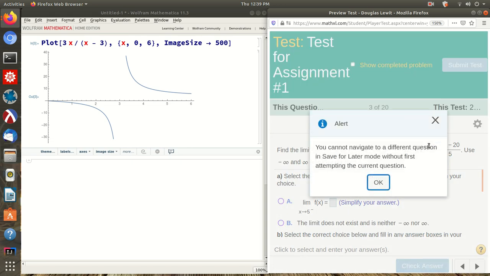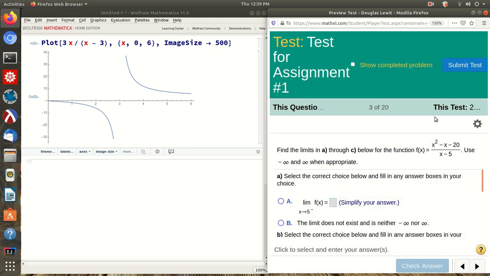Oh, for God's sake. Okay, it's not letting me go back to question number 2, so that's kind of weird. Okay, well, I'm not going to worry about it. So, question number 3. Something happened with question number 2, but we're not going to worry about it. It looked like question number 2 is actually a repeat of question number 1. That's kind of strange, but let's not worry about it.